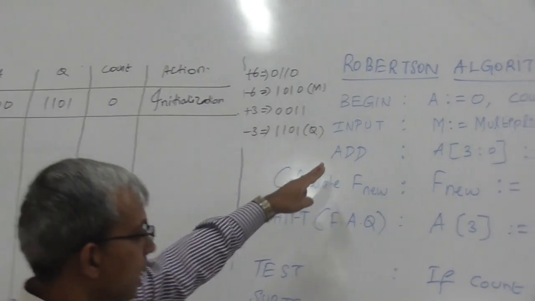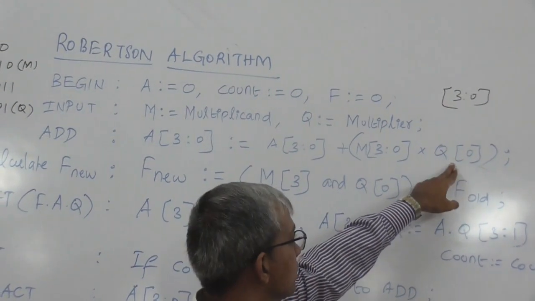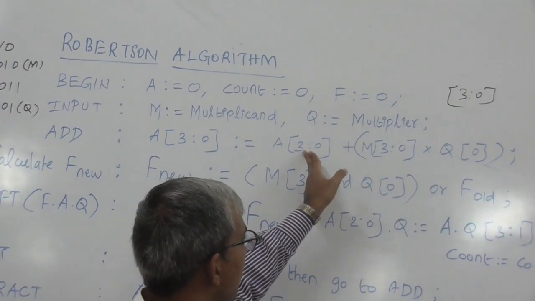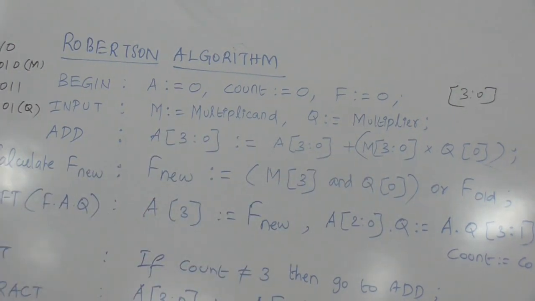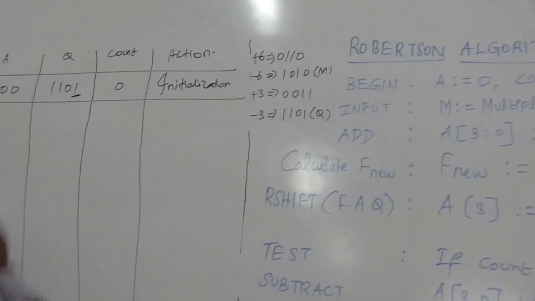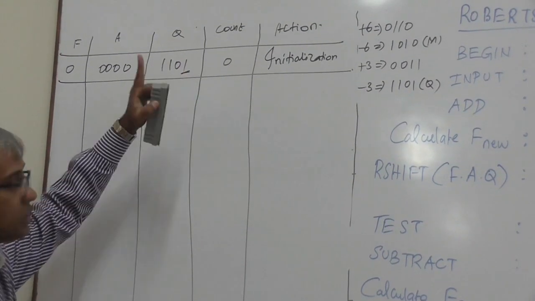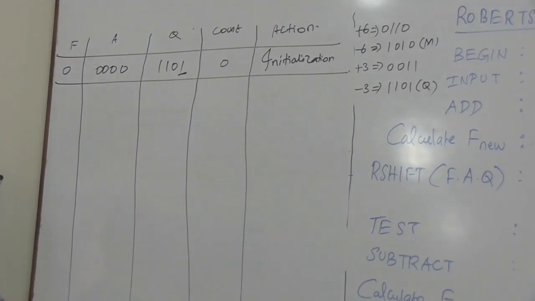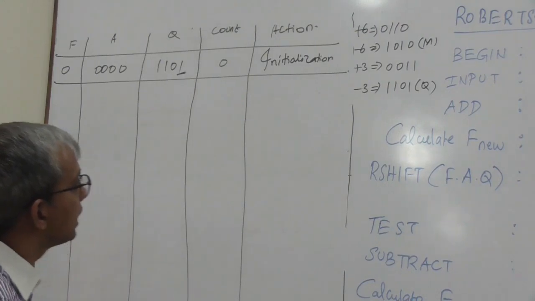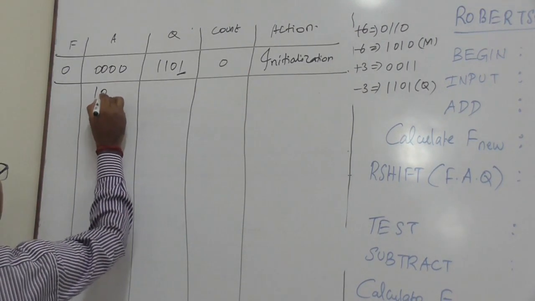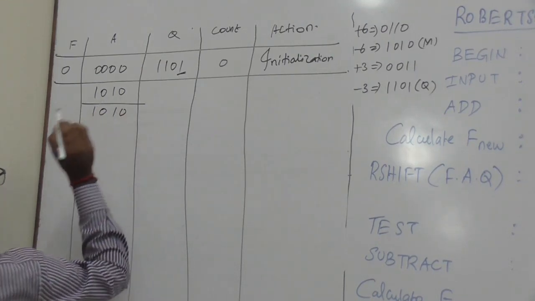What is the next step? I have to check the value of the LSB in the multiplier register. If it is 1, I have to add multiplicand with A. If it is 0, I have to add 0 with A register, right? Now I have to check the value here. The LSB of the Q register is 1. That means I have to add M with A, right? So what is the value of M here? 1010. 1010 will be added with A, so the result is 1010.